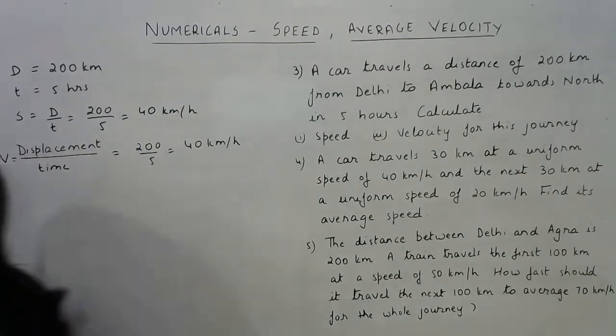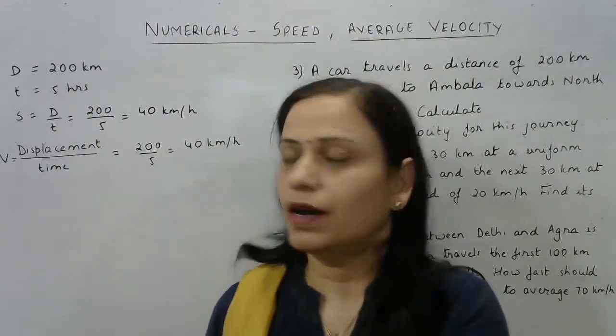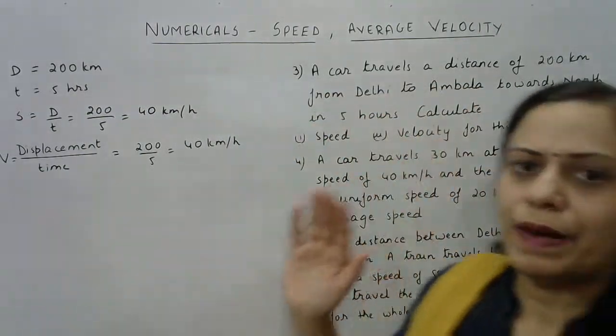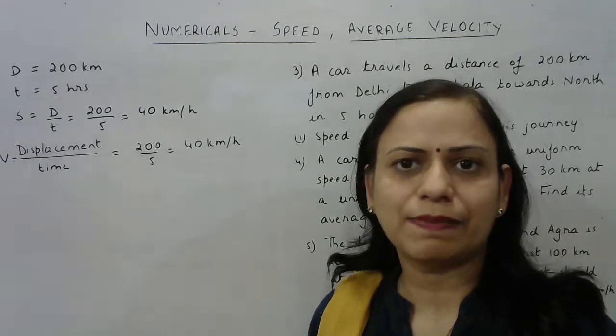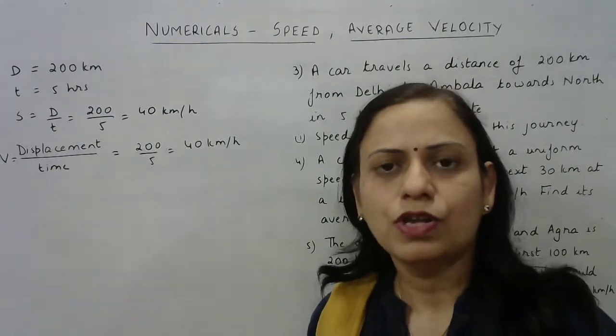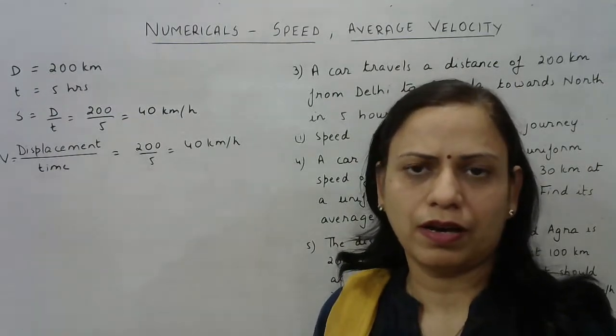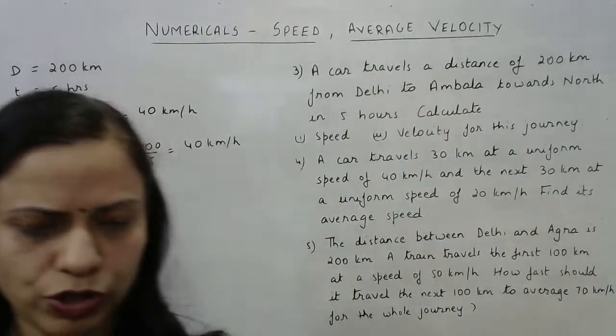But sometimes what happens is, if it is a return journey, like the train went from Delhi to Ambala, and then it again went back to Delhi. So in that case, the displacement will become 0. So your velocity will also become 0. So you have to be very careful when you are solving a question related to velocity, right? So coming to the fourth question.